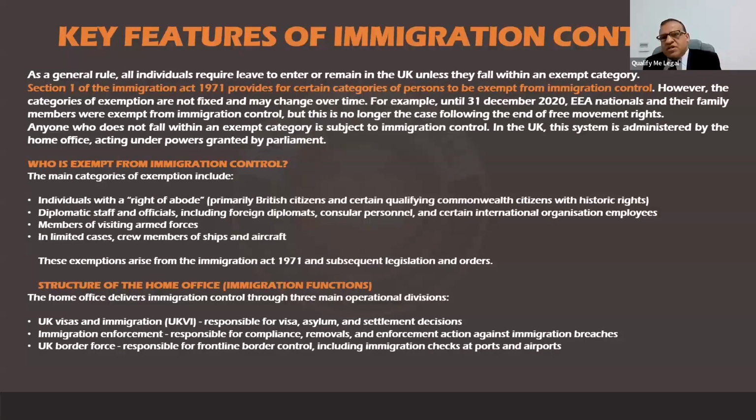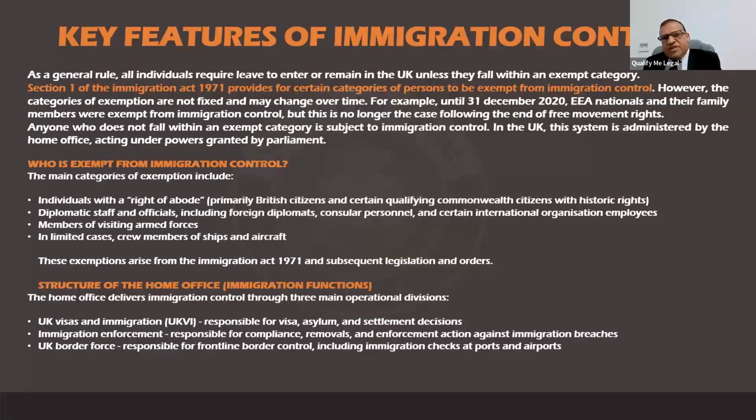So this is the whole general rule. All people would need permission in order to enter the UK, but there are certain exemptions. I explained there are three exemptions. So I hope you have now understood the key concept which has been explained under Section 1 of the Immigration Act 1971 about the categories which are exempted from immigration control.